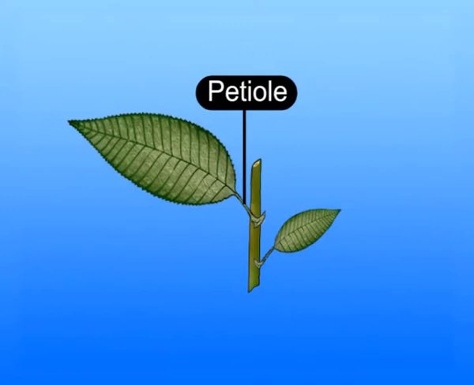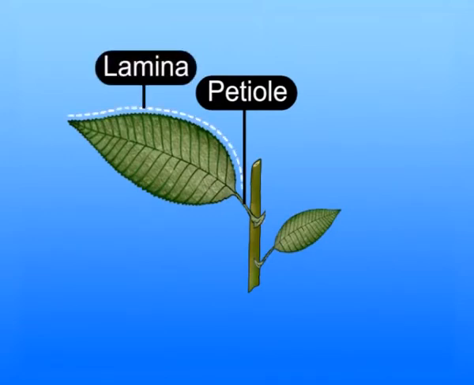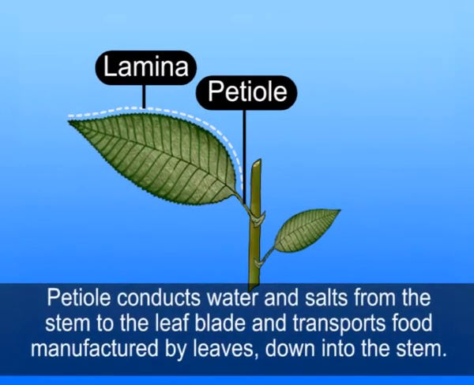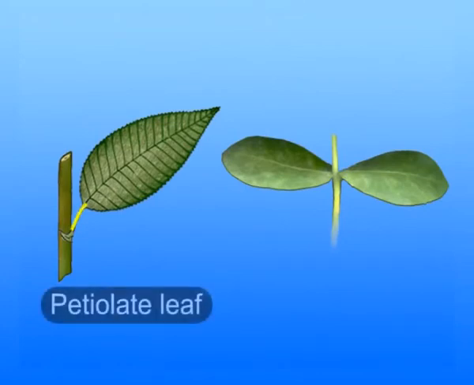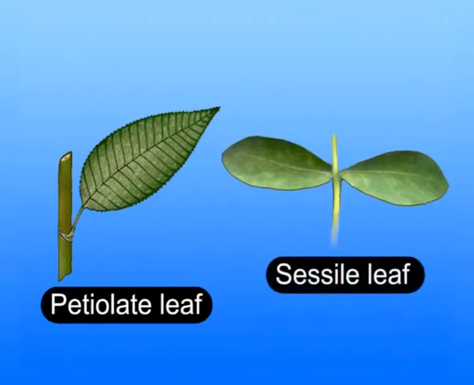The petiole or leaf stalk attaches the leaf to the stem. It raises the lamina above the level of stem so that the leaf lamina is exposed to sufficient sunlight. Petiole conducts water and salts from the stem to the leaf blade and transports food manufactured by leaves down into the stem. A leaf with a petiole is known as a petiolate leaf, and the one without it is known as a sessile leaf.